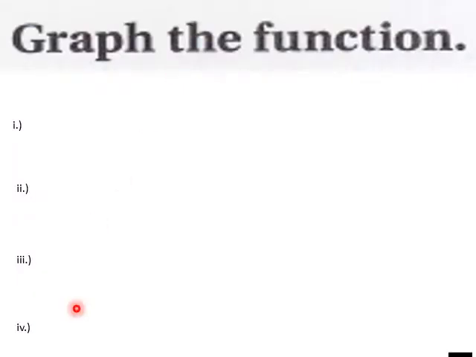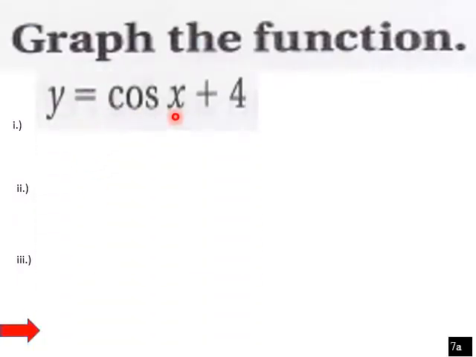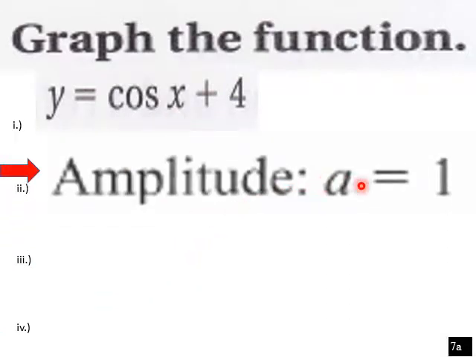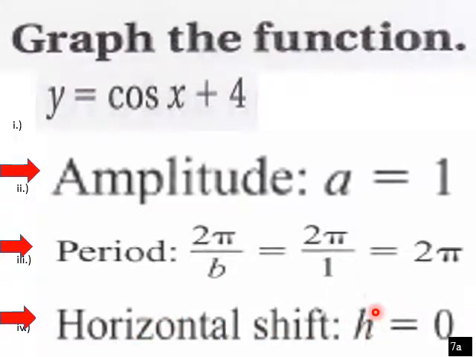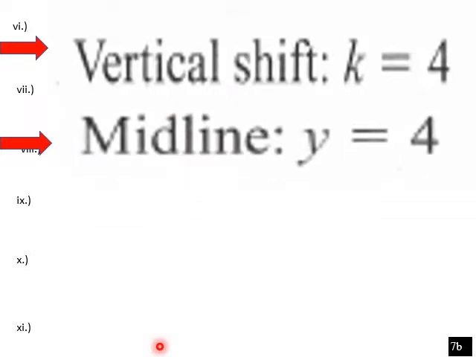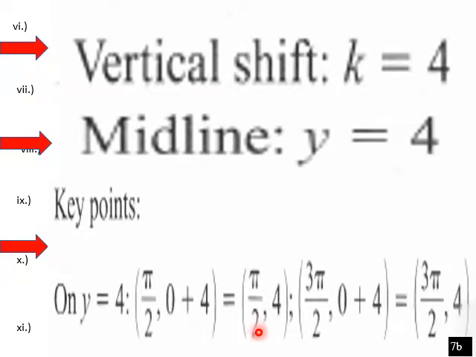Okay, now this function here, y equals cosine x plus 4, amplitude a equals 1. So our period will be 2 pi over b, which is 2 pi over 1, which equals 2 pi. Our amplitude a is 1. So amplitude is 1, period is 2 pi. And our horizontal shift is h equals 0. Vertical shift is k equals 4. Midline is y equals 4.